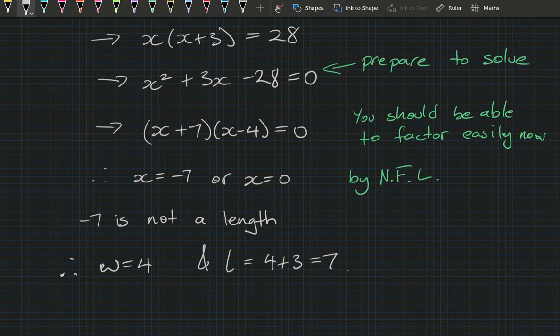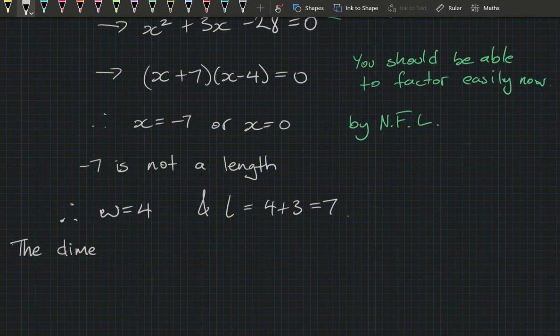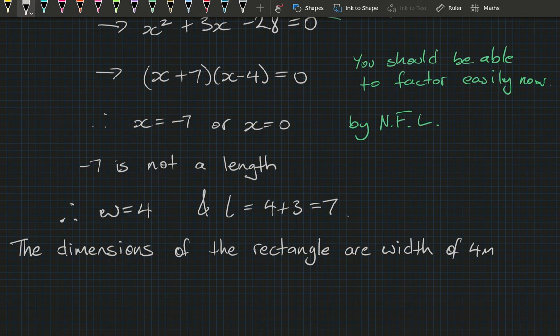And of course we always finish a worded question with a worded response. So we say that the dimensions of the rectangle are width of 4 meters and length of 7 meters. Of course, you can check that 4 times 7 is 28, but I'm pretty sure everyone's confident with that one.